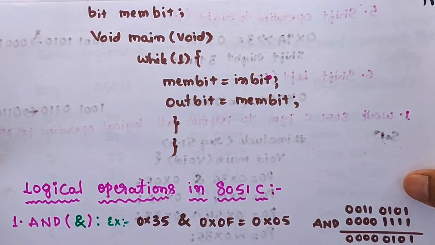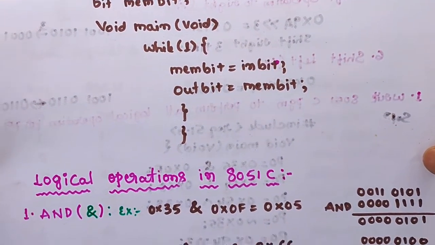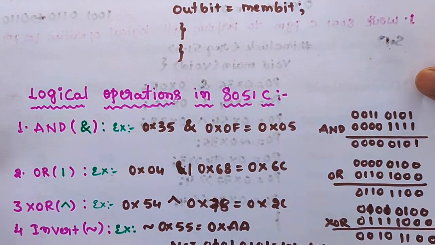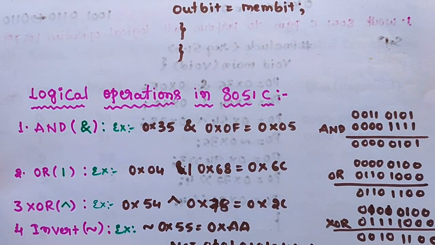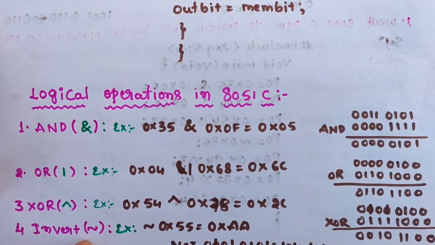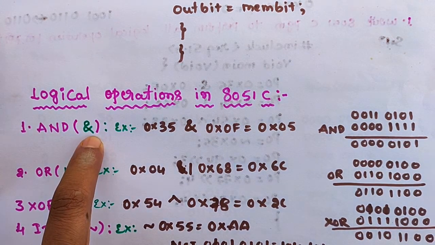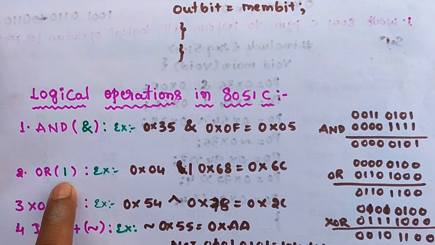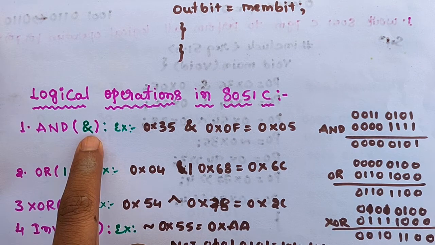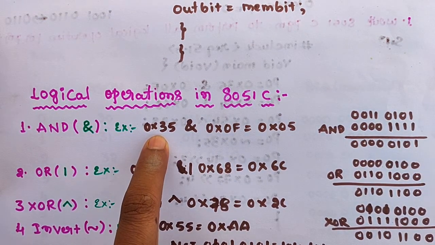So the next important concept is logical operators in 8051. As we discussed in assembly language programs, the same logical operations we need to perform in 8051 C also. That is the AND operation, OR operation, XOR and inverter. We need to remember only the symbols: the AND symbol, OR symbol, XOR symbol and inverter symbol. Here I am going to show some examples.